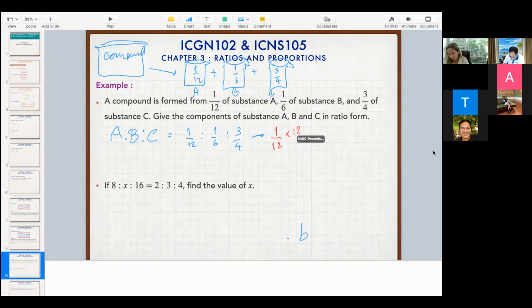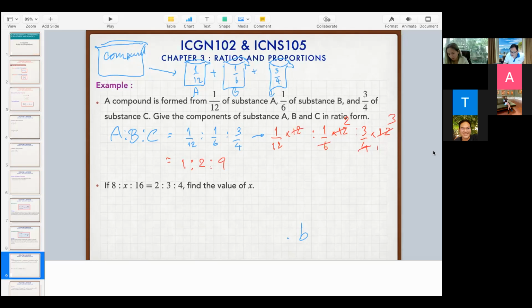1/12 times 12 : 1/6 times 12 : 3/4 times 12, then we get 1 : 2 : 9. So the proportion of A, B and C in ratio form is 1 : 2 : 9. This is the ratio.